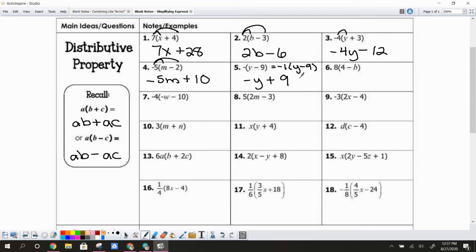Okay, so for number 6, try that on your own, and make sure you're writing your answer in the correct format. So for this one, you have 8 times 4, which is 32, and then 8 times a negative b, which is a negative 8b. But remember, when we're writing our format, we want to make sure our variable is in the front. So I'm just going to go ahead and flip that whole thing around. So you should have negative 8b plus 32. All right, I want you to try number 7, 8, 9, 10, 11, and 12.